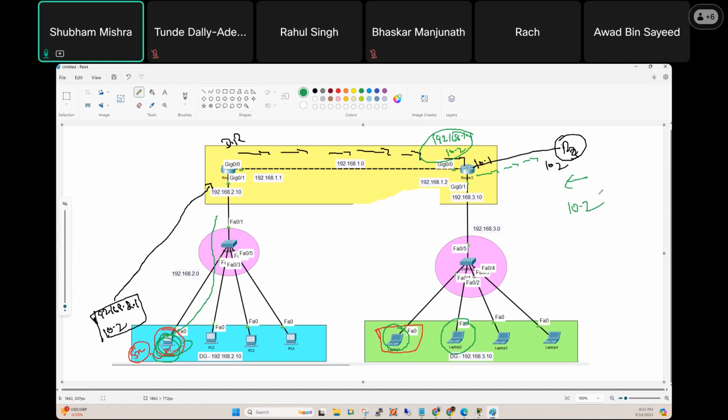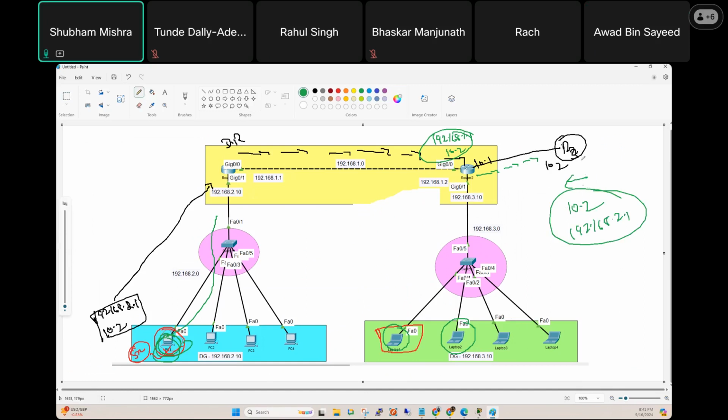10.2. Are you telling me? Yes? This will be the source, and the destination will be 192.168.2.1. Yes or no? R2 encapsulates the packet. But how will R2 forward the packet?